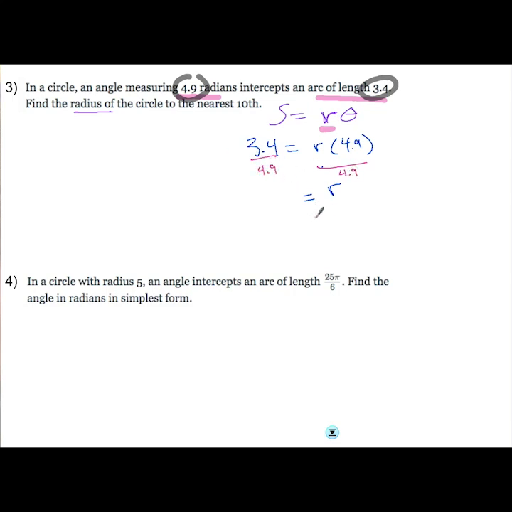Let's simplify. Let's use our calculator here. 0.6938, round to the nearest tenth, 0.7.